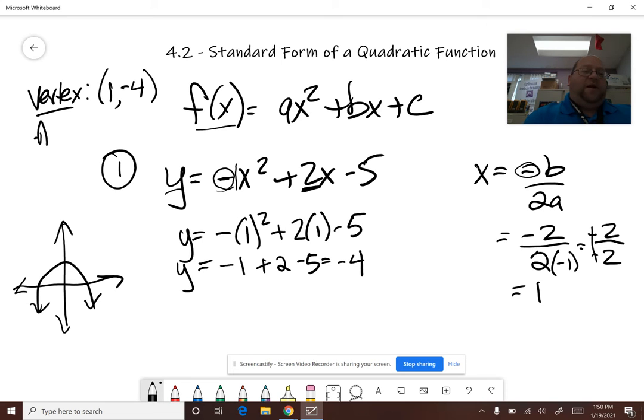So think about what your axis of symmetry is. Your axis of symmetry, again, is your x coordinate. So my x coordinate was a 1, so my axis of symmetry will be x equals 1, okay?